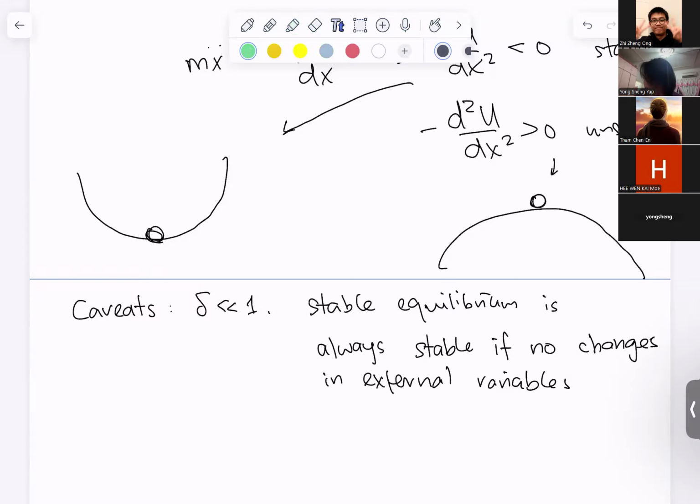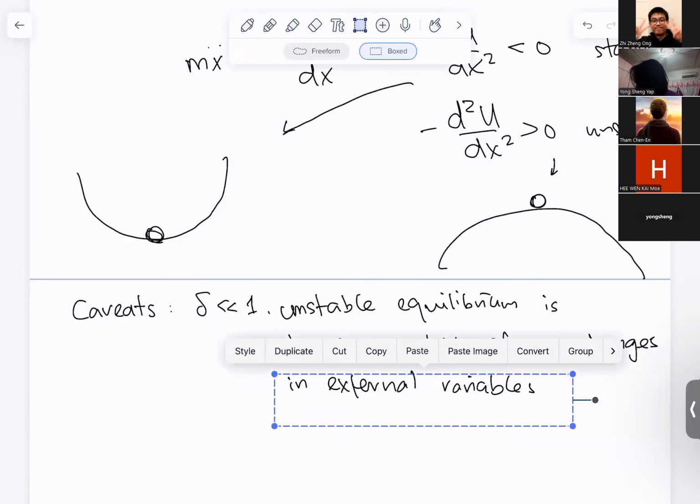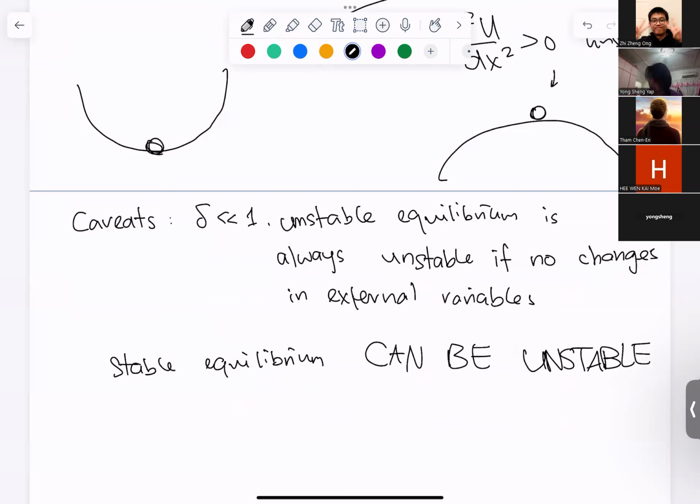Okay, sorry, it's the other way around. For small displacements, an unstable equilibrium is always unstable if no changes in external variables. A stable equilibrium can be unstable due to other stuff.